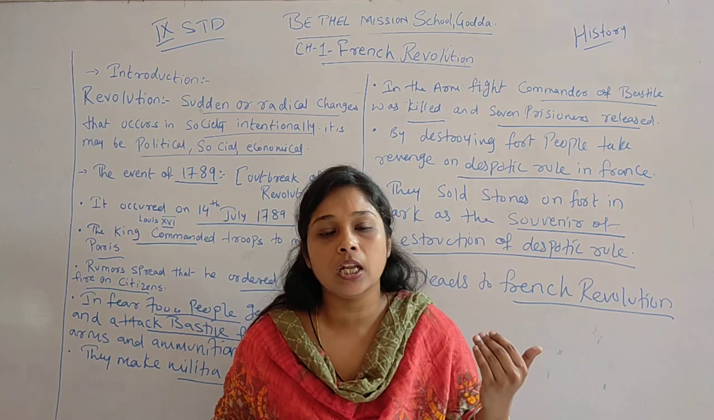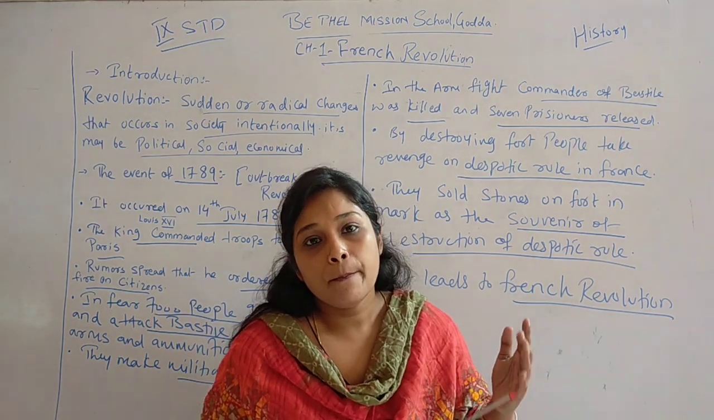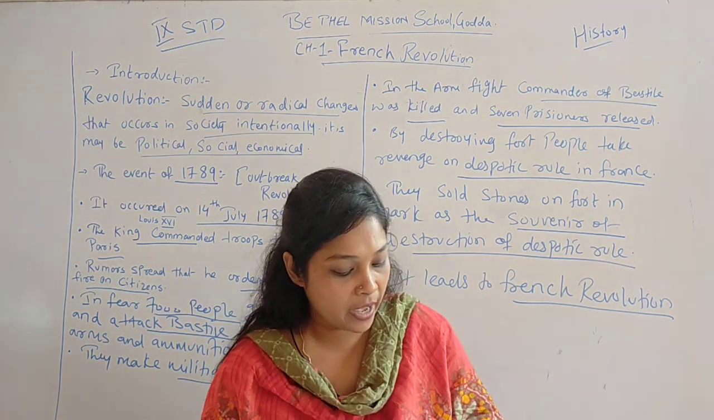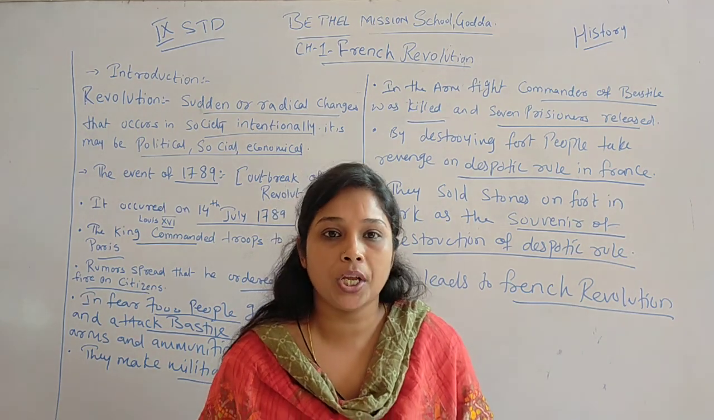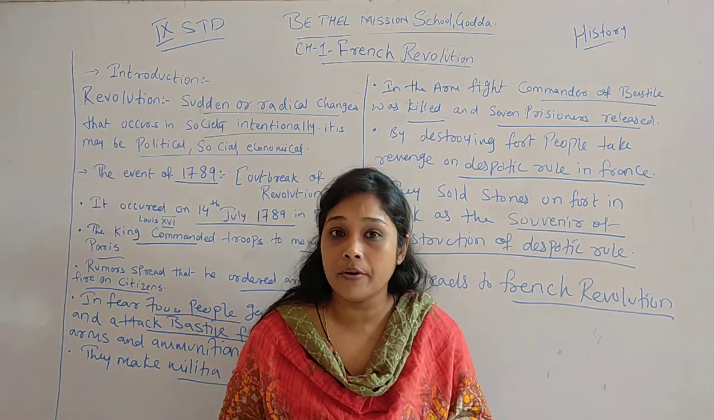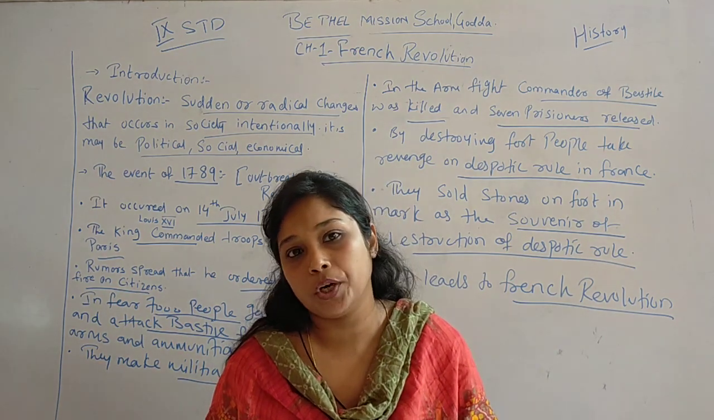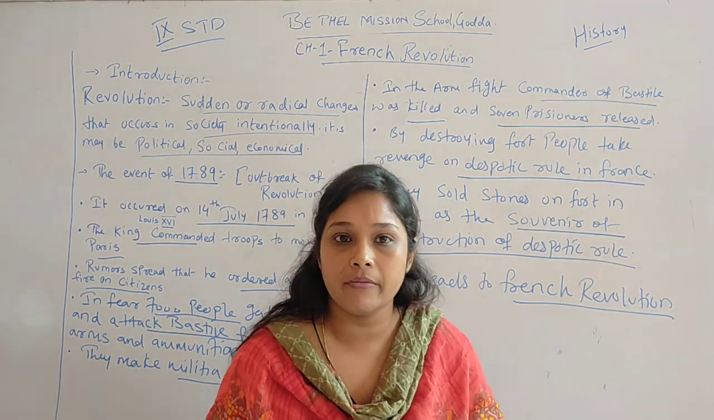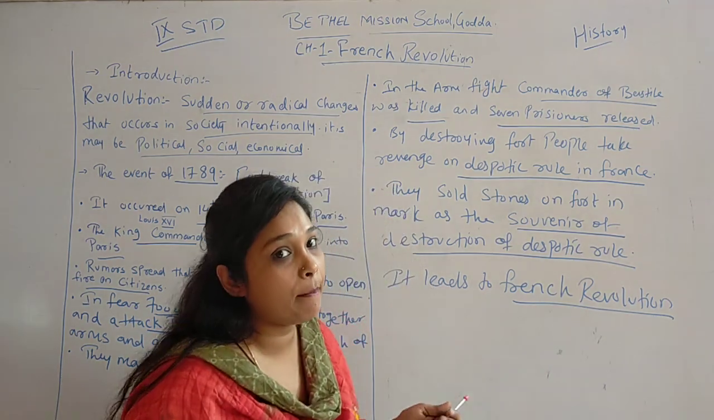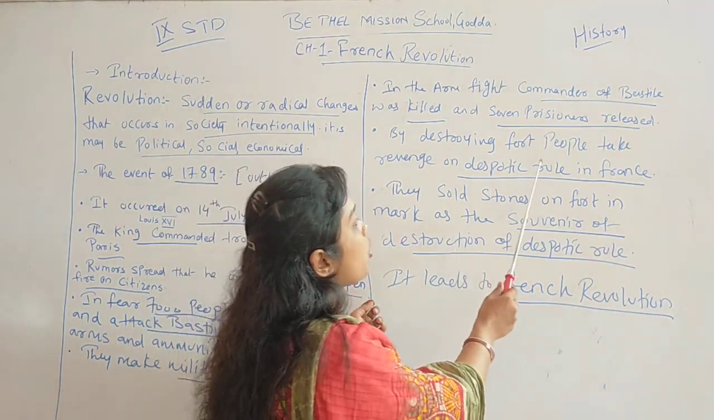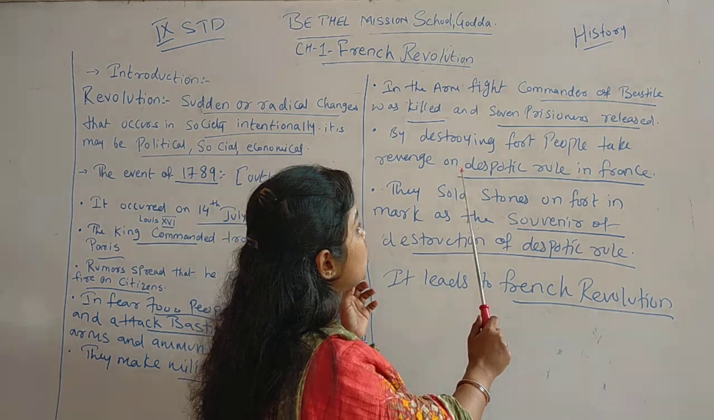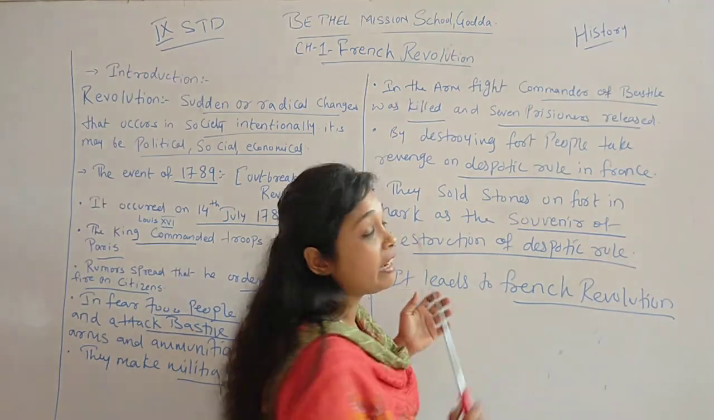As I have told you when we started the lecture, people have a hatred against the despotic rule, or the monarchy rule, in France. People don't want a monarch rule, people don't want a despotic rule in France. To take revenge, when people attacked the Bastille fort, they also destroyed the Bastille fort to take revenge on despotic rule in France.